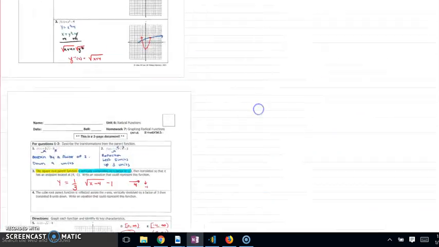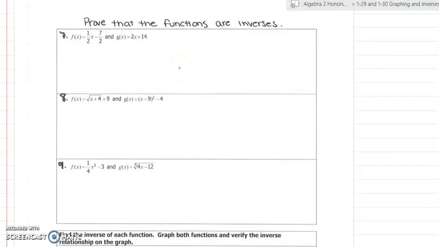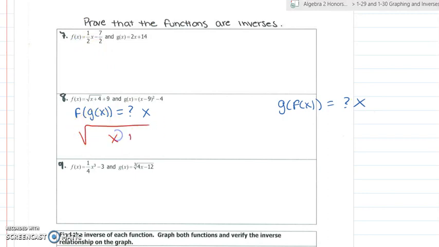And then you had a second page. Here it asks you to prove that the two functions are inverses. I'm going to do number 8 since it has a square root and a squared function, a quadratic function in there, rather than doing the other ones. So we're going to do f of g of x and hopefully get x in the end. And then we'll also do g of f of x and hope that we also get x in the end. So my function f is the square root of x plus 4, plus 9. But everywhere I see an x, I'm going to replace it with g of x, which is (x minus 9) squared minus 4.